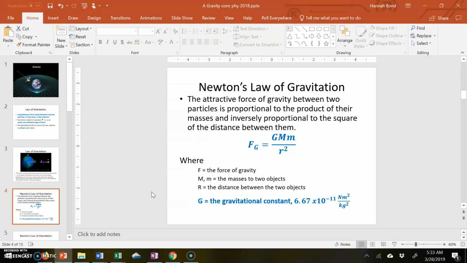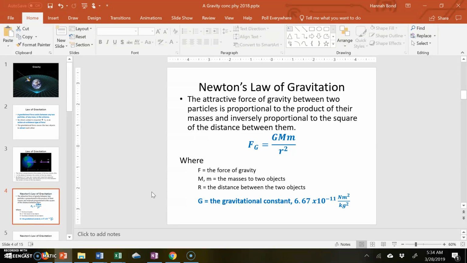The way that we calculate a gravitational force is given by this equation here. The gravitational force, F sub g, equals the universal gravitational constant, that's uppercase G, times the big mass. The big mass is represented by an uppercase M, times the smaller mass, which is represented by a lowercase m, divided by the square of r. And here r is the distance between the centers of the two objects.